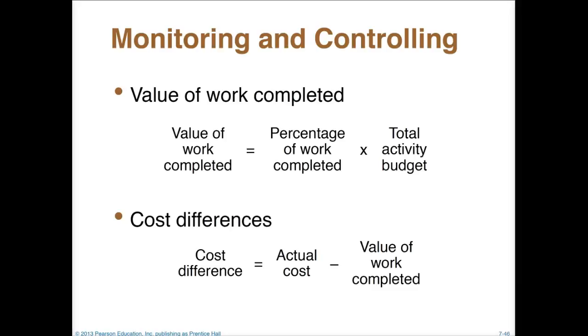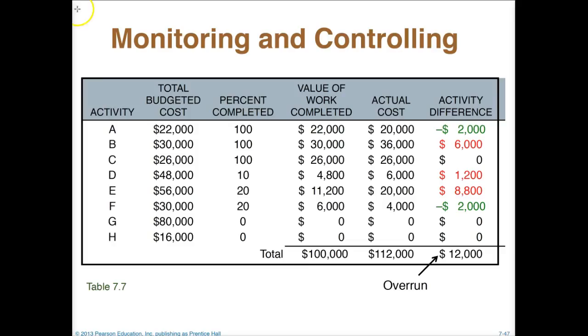Now, we also want to be able to calculate what's going to be the value of the work completed at any given time in the project. How we do that is we take the percentage of the actual work that's done, and we multiply that times the total budget for that particular activity. And of course, the cost difference will be the actual cost minus the value of the work completed at that particular time.